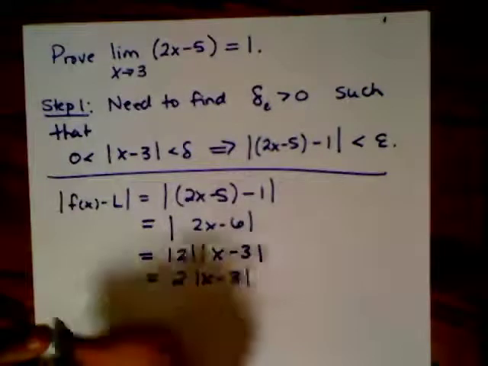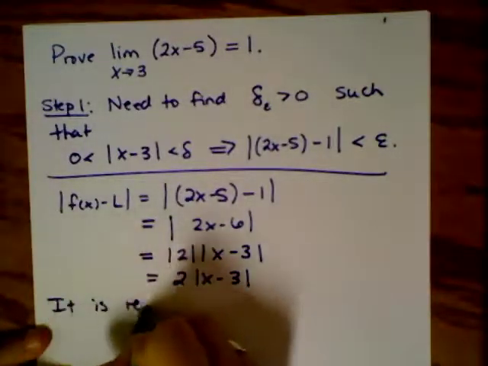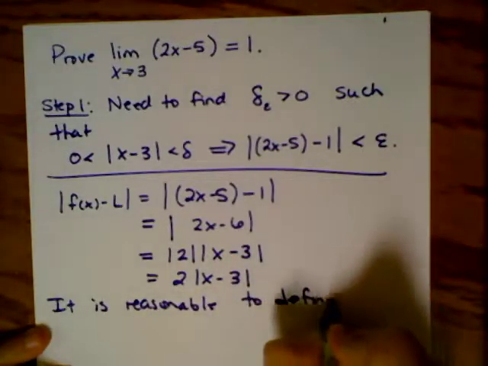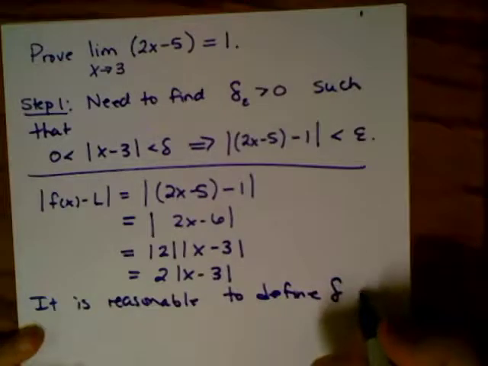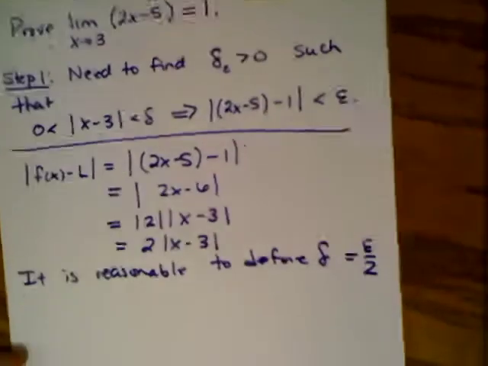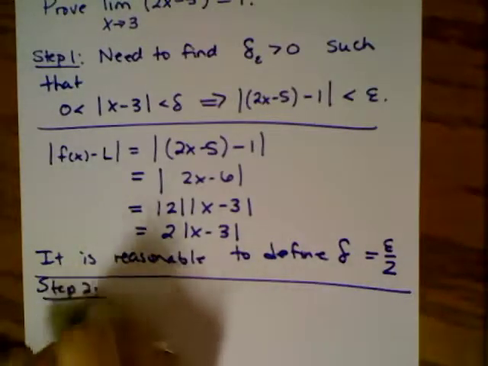Okay, so this tells me that it is reasonable to define delta as epsilon over 2. Okay, let's see why this was going to work. Step 2. This is our proof.